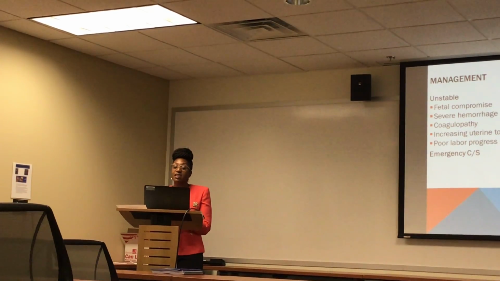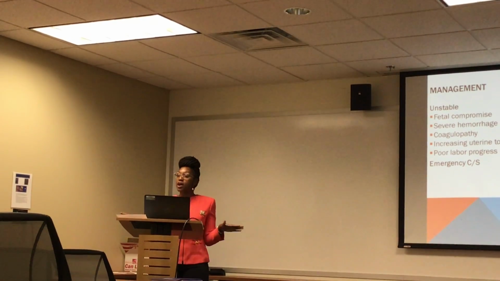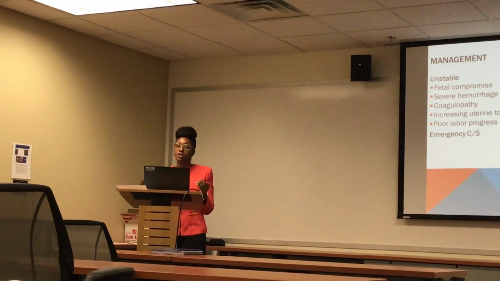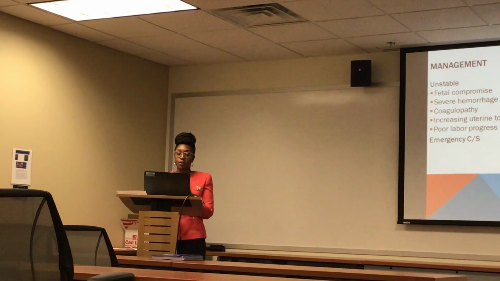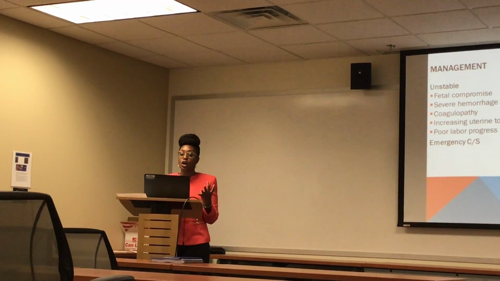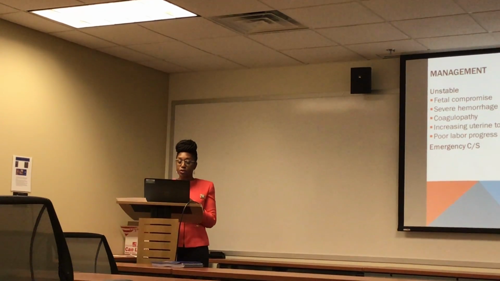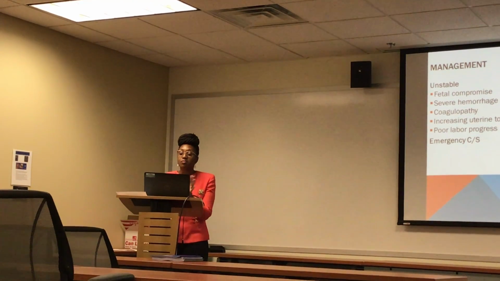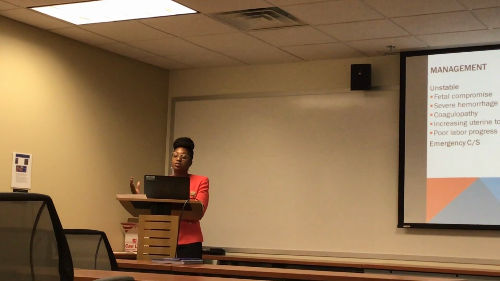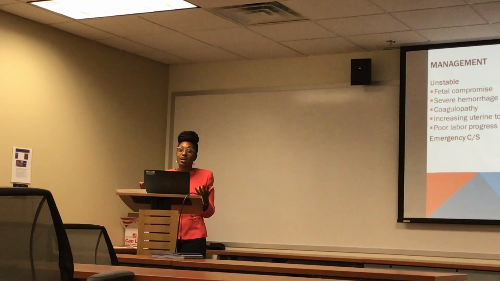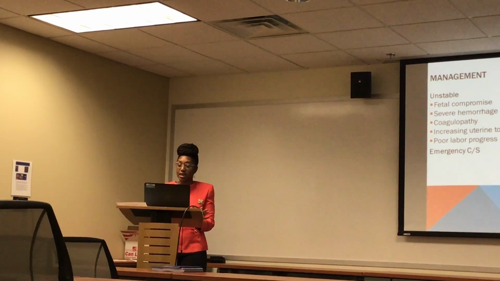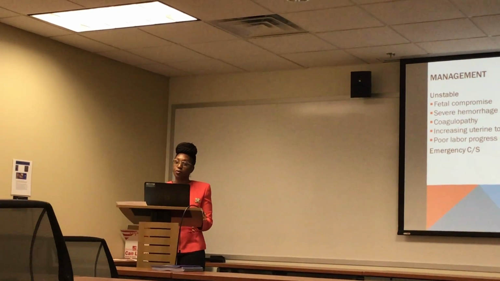So the management of it, if it's unstable, just go ahead for an emergency C-section. Again, you're going to see on your strip that your baby is starting to deteriorate. So there will be fetal compromise, severe hemorrhage, coagulopathy, increasing uterine tone, and poor labor progress. In a stable situation, meaning the fetal heart rate tracing is reassuring, or unfortunately your baby's already dead, so mom is stable, obviously baby's not, you can attempt a vaginal birth.